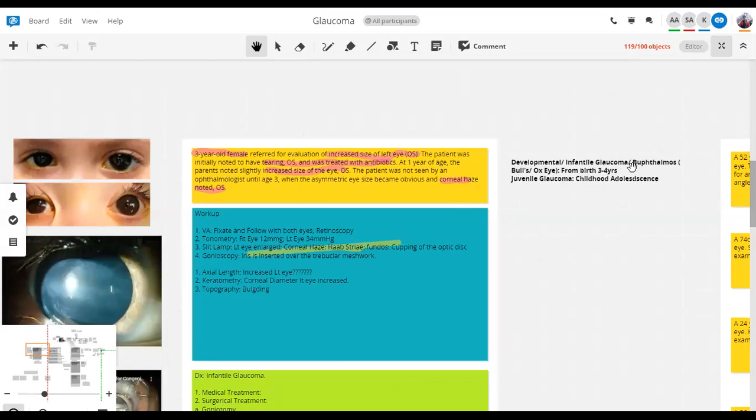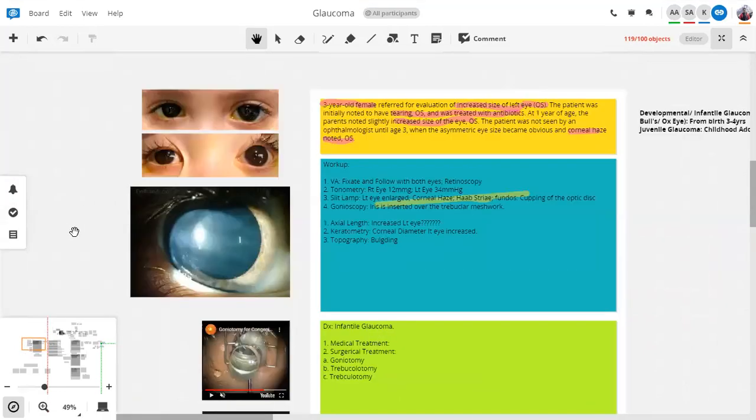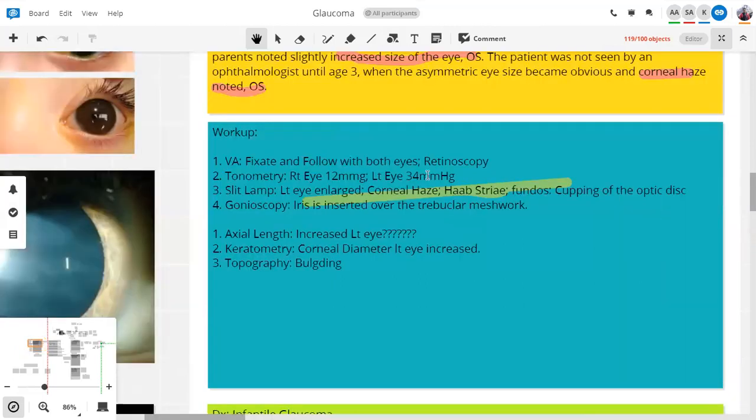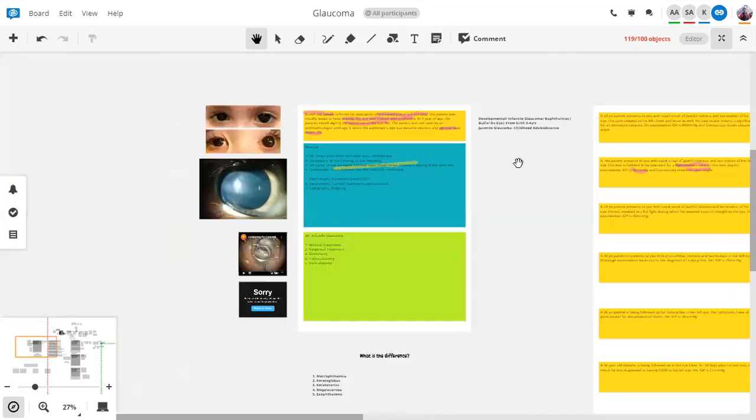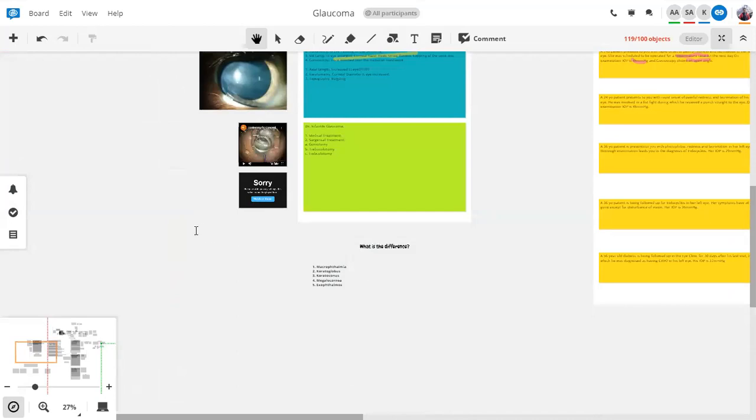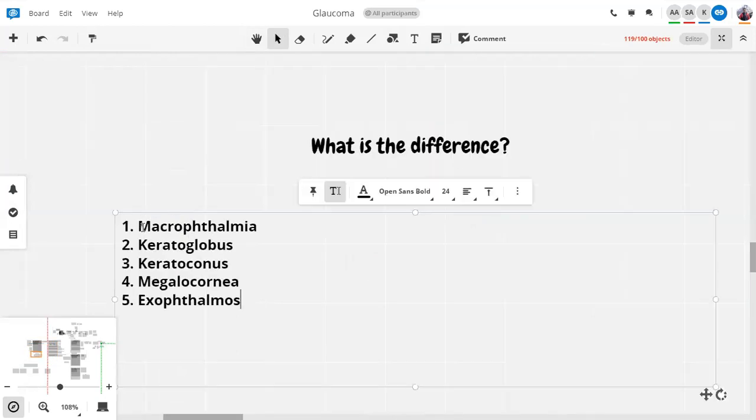So what is ophthalmos or infantile glaucoma? Infantile glaucoma or ophthalmos is an increase in eyeball size, meaning that there's an increase in axial length as well as an increase in the corneal curvature due to a raised intraocular pressure. This is ophthalmos, the term which we discussed first. So ophthalmos, I'll write it down first.